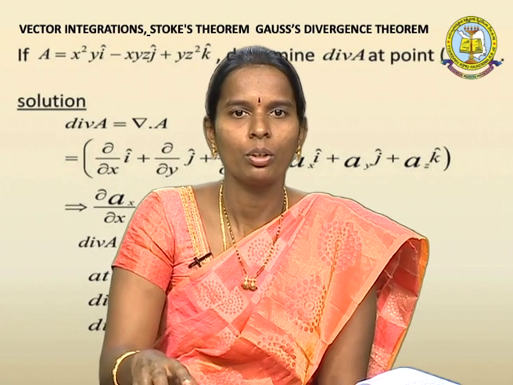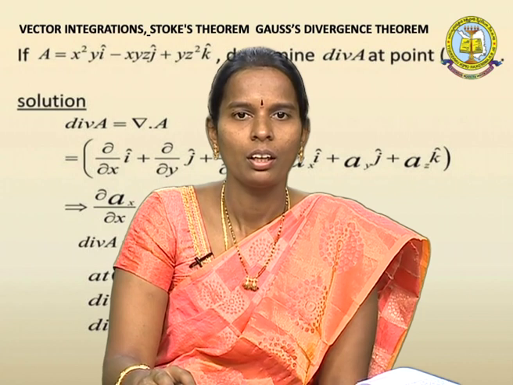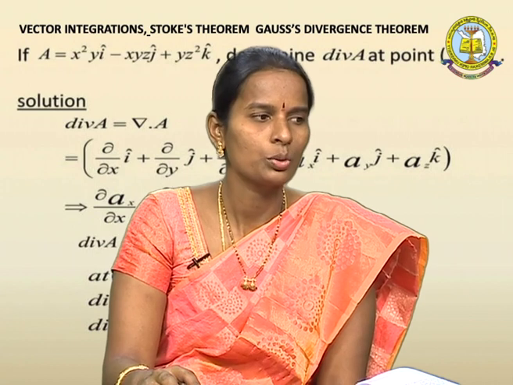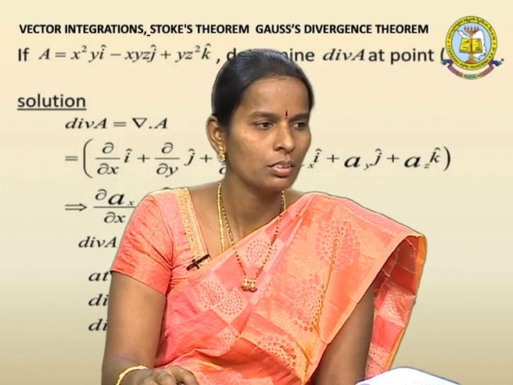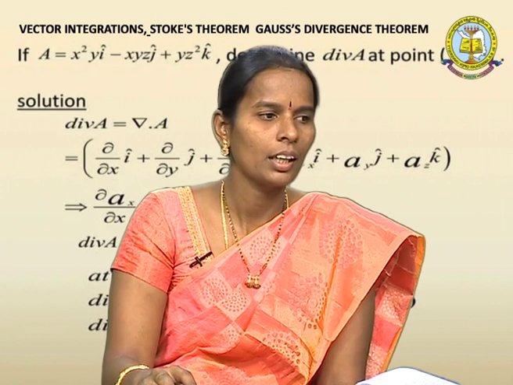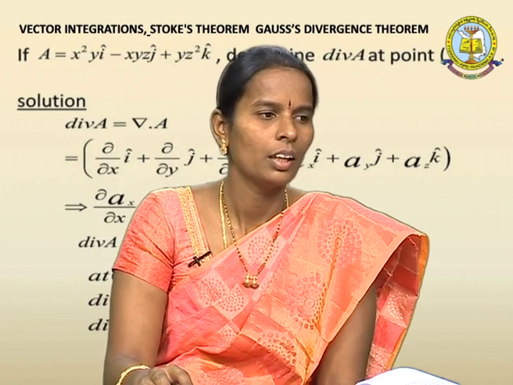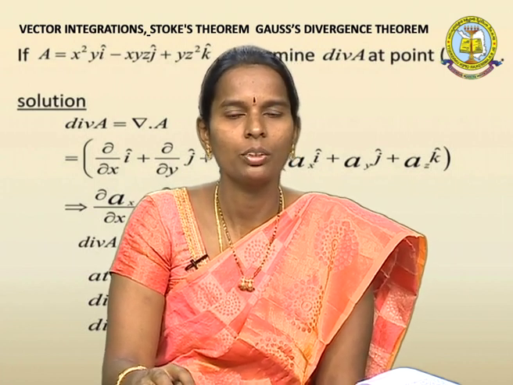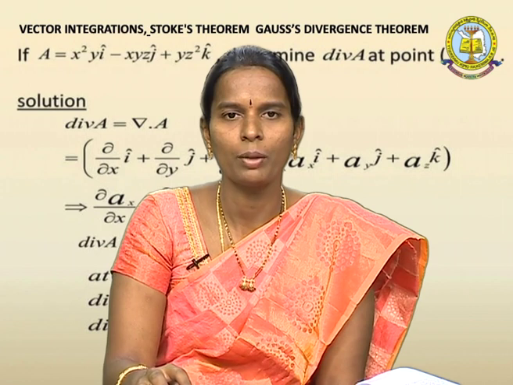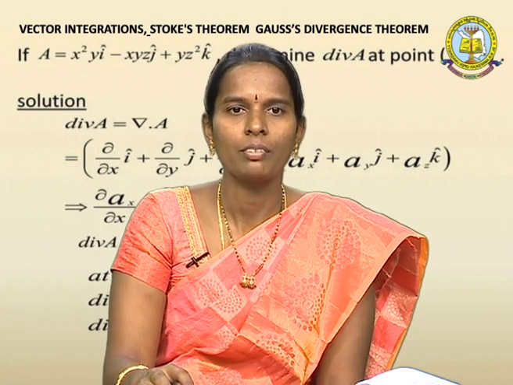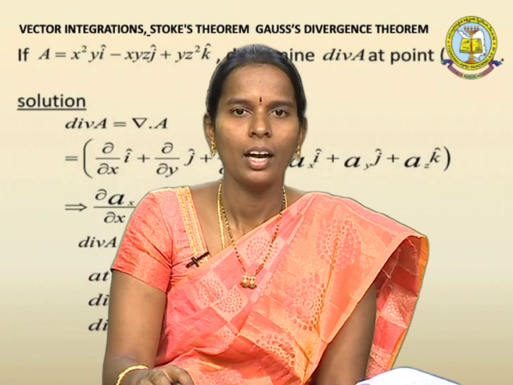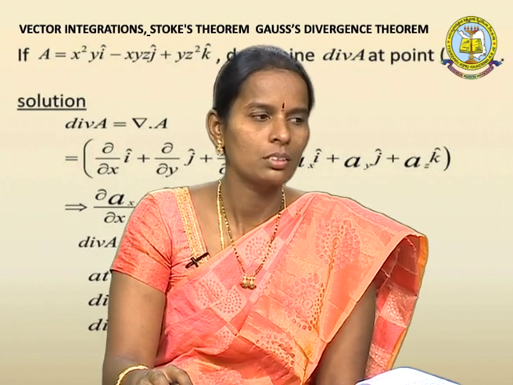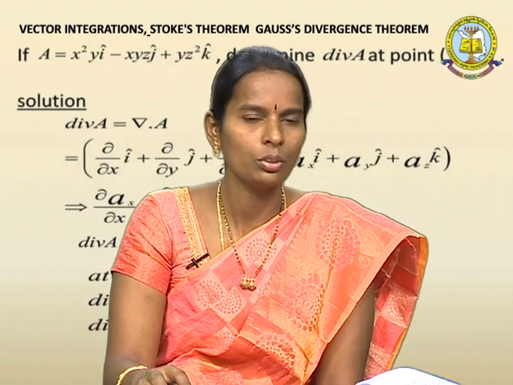And one more problem, divergence of A. A is equal to x squared z i minus 2y cubed z squared j plus 2xy squared z k. Find del dot A, or divergence of A, at the point 1, minus 1, 1. Del means i into dou by dou x plus j into dou by dou y plus k into dou by dou z, dotted with the vector A.